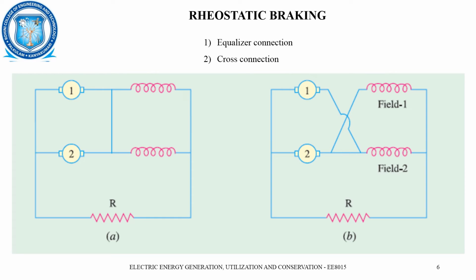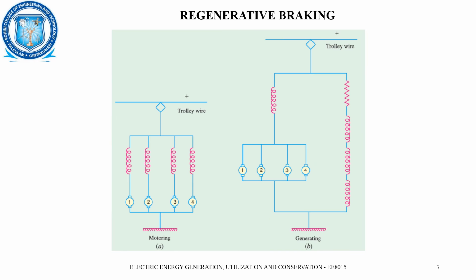If it is a cross connection, we connect field 1 along with the second armature and field 2 with the first armature. In this connection, the application of rheostatic braking is more effective when compared to the equalizer connection, since the field of the first motor is connected to the second armature, and the field of the second motor is connected to the first armature.